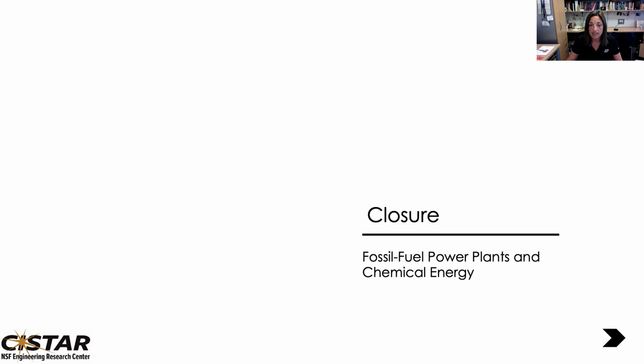To conclude the lesson, tell students that in this lesson we have learned a little bit about chemical energy and how it is used in fossil fuel power plants. In the next lesson, we're going to learn about another energy that we can use in our power generation system.